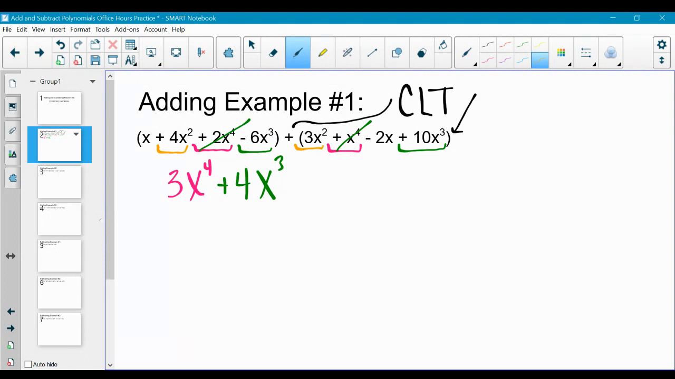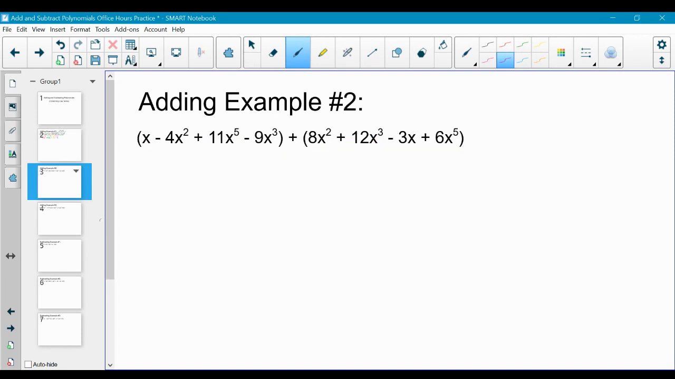Okay, next, I'm looking at x squared in order. So 4x squared plus 3x squared, I'm going to get a positive 7x squared. And lastly, I'm looking at just the plain old x to the first power. So we have x to the first power minus 2x, which means I'm going to get a negative 1x. So that's going to be our final answer.